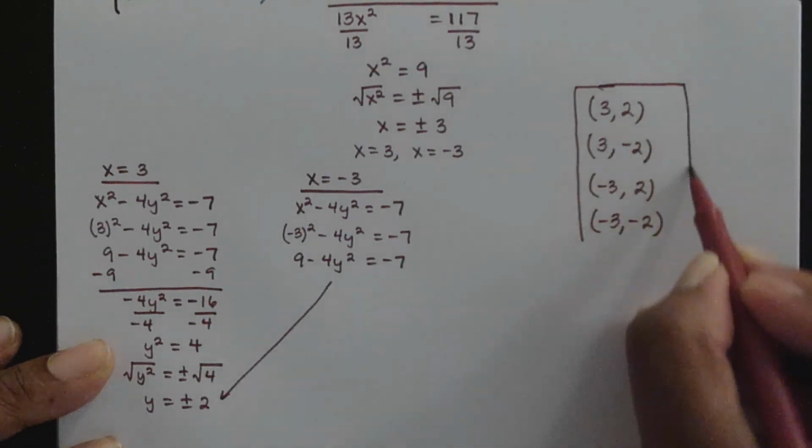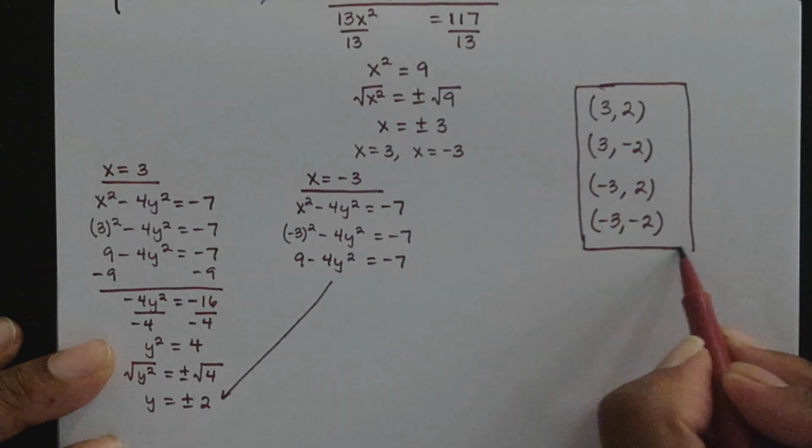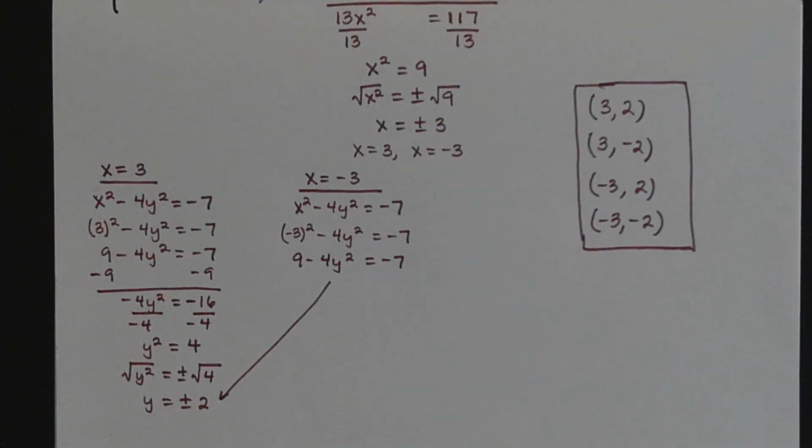So these are all the ordered pairs that satisfy this nonlinear system of equations. 3, 2, 3, negative 2, negative 3, 2, and negative 3, negative 2. Are there any questions about problem number 15? Or does anybody have any questions about what will be on exam number 4.